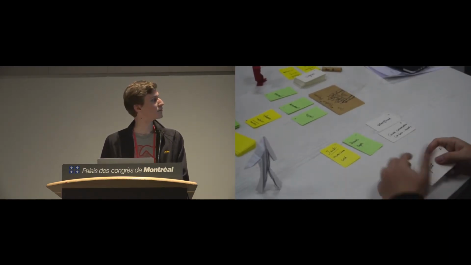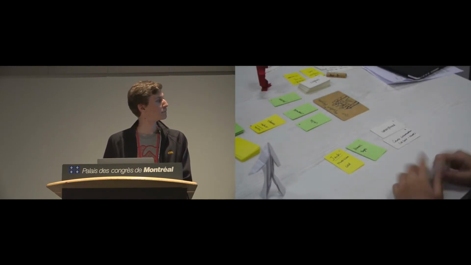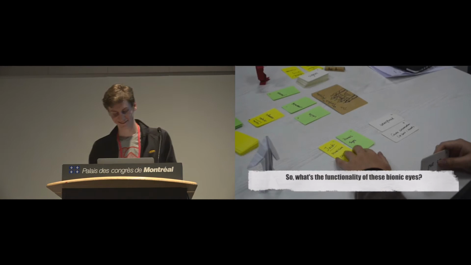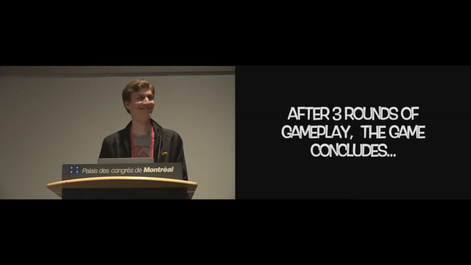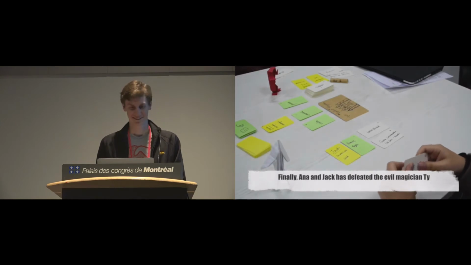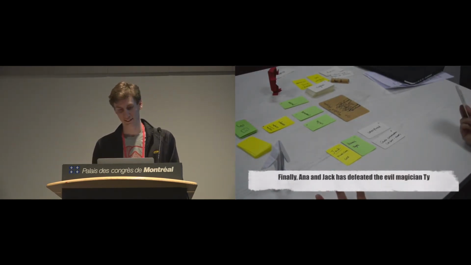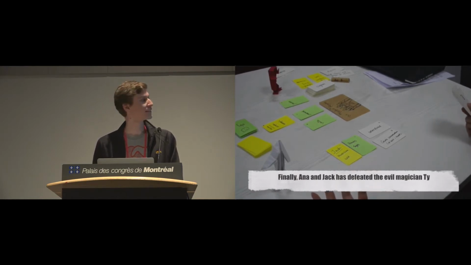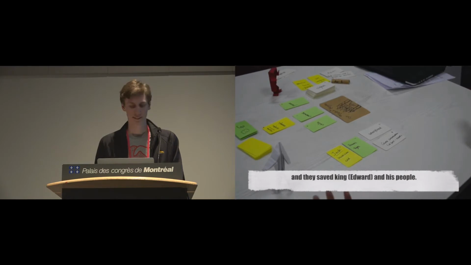He is very cold and he owns bionic eyes. So what's the functionality of these bionic eyes? Finally, Anna and Jack have defeated the evil magician Tai, and they saved the king and his people.